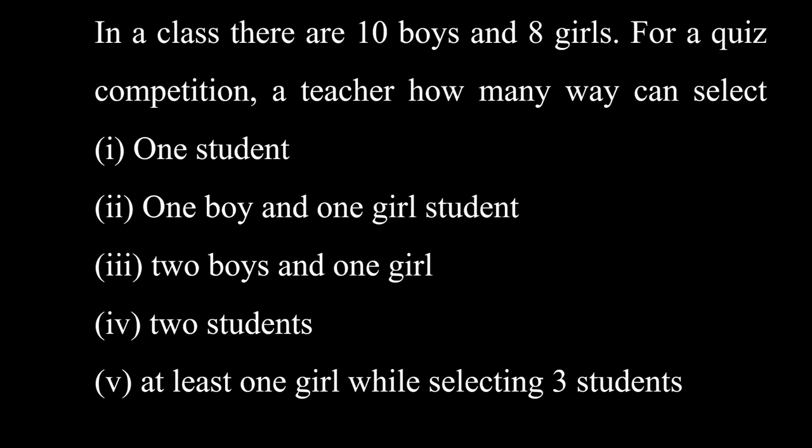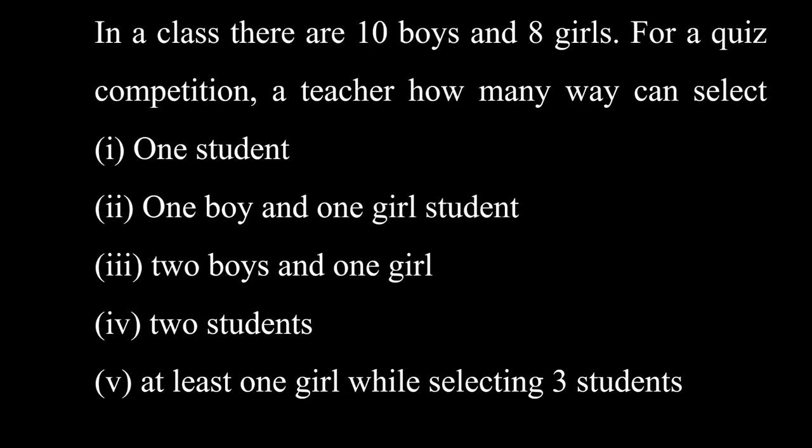While selecting 3 students, we have 5 different questions related to the same data: 10 boys and 8 girls. Everyone try this. What's the first one's answer? 18. So the total number of students is 18. We need to select one student. 18 is the answer.